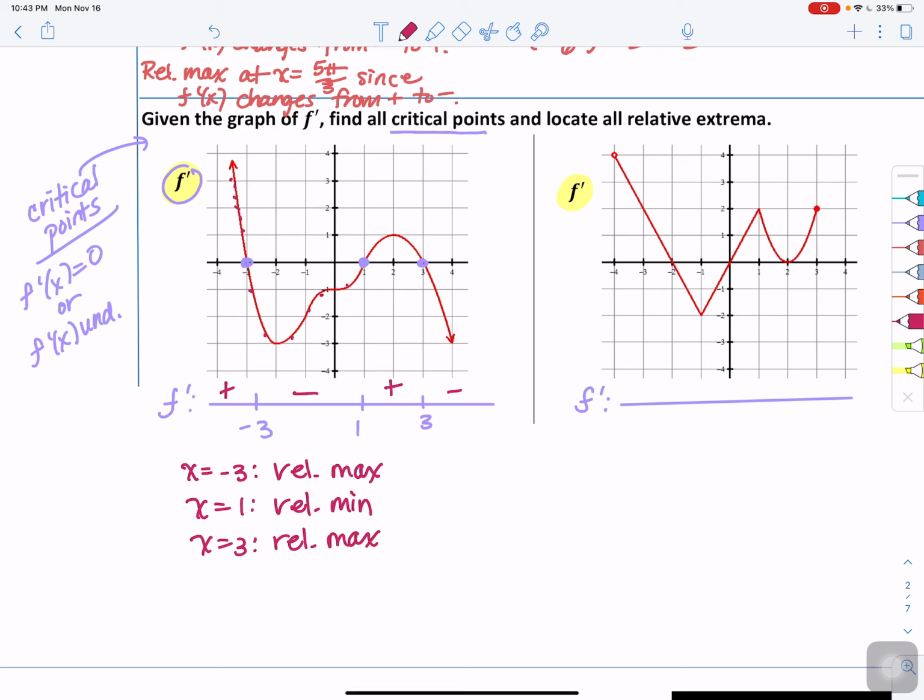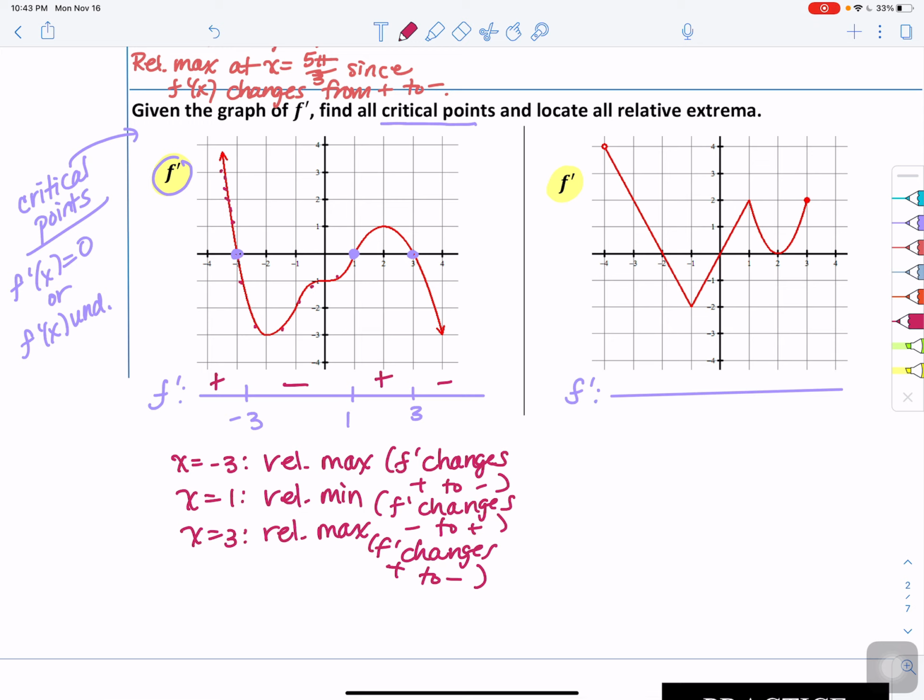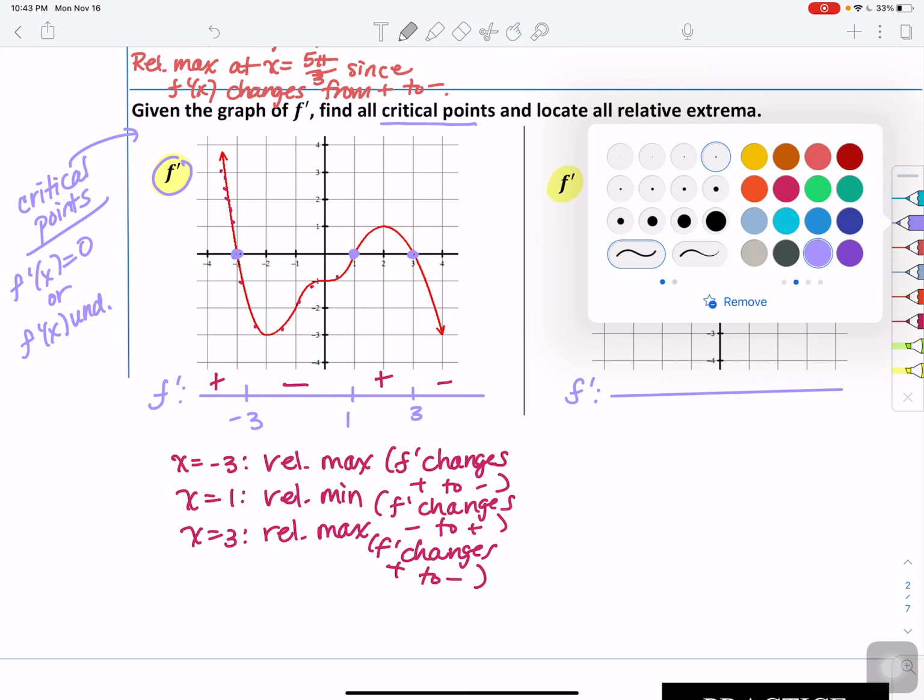Now, you have to give some reasons. So f prime changes from positive to negative. F prime changes from negative to positive. F prime changes from positive to negative. So it's a lot. You have to justify that. Okay, let's do that over here.